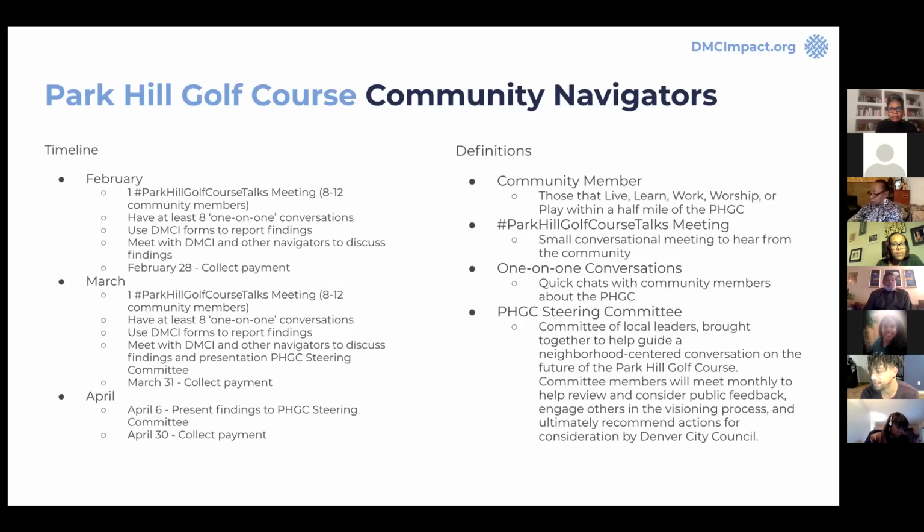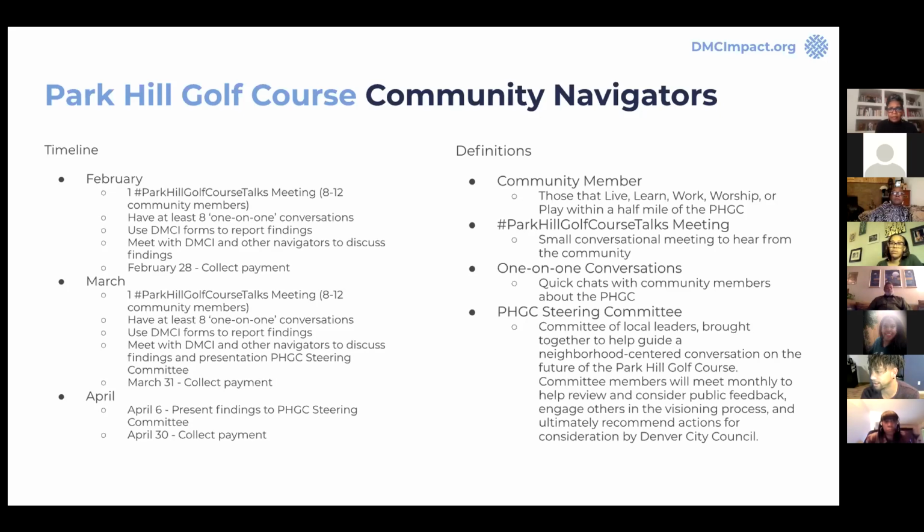They will be reporting their findings in a Google form that Denver Metro Community Impact has put together. It'll be easy for them to follow and put in data, and we'll be able to see that come in as it goes, and that'll help us produce our report, the community voice report, at the end of it.